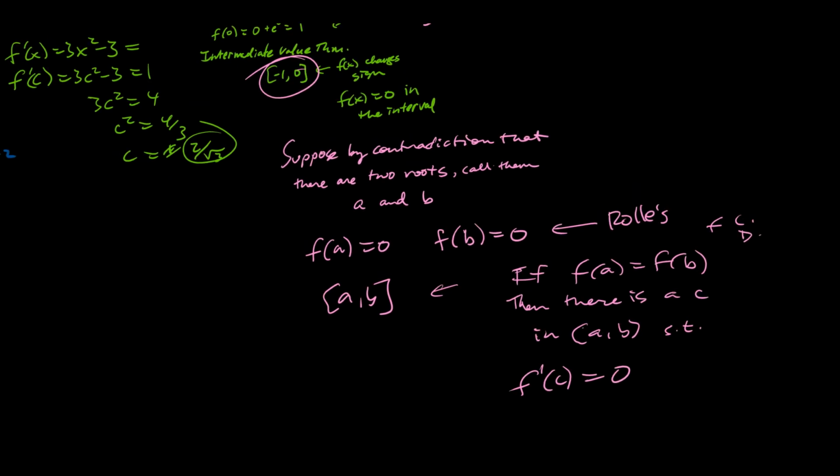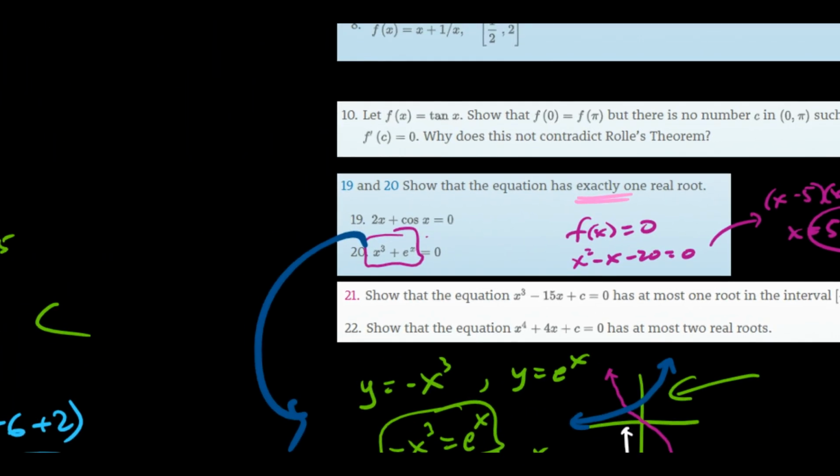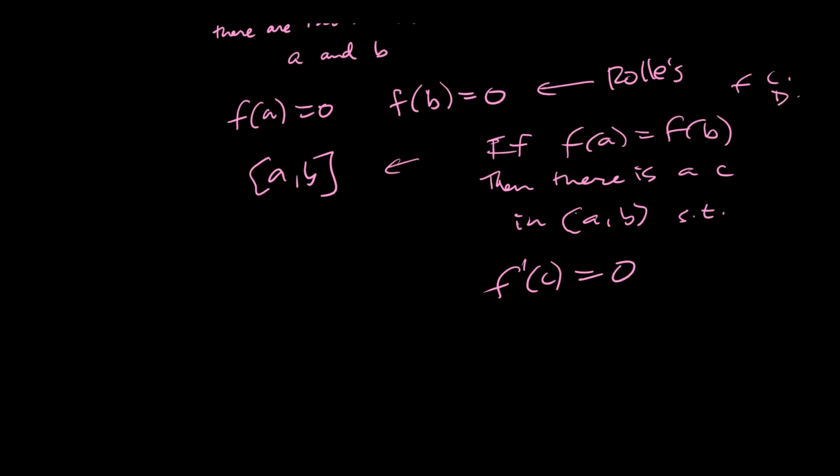Well, let's go back up to the function. So here is the function, x cubed plus e to the x, right here. That's my function. So f prime of x is 3x squared plus e to the x, because the derivative of e to the x is e to the x. And so there's got to be a C value such that that's equal to 0.